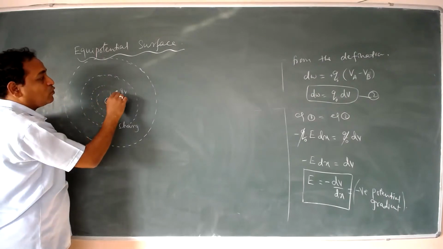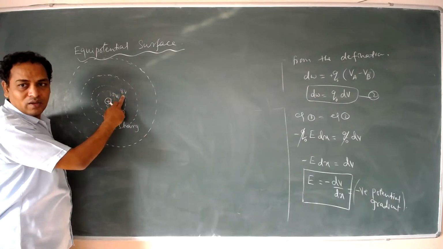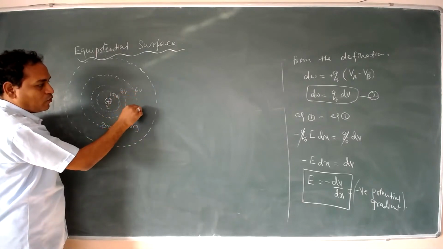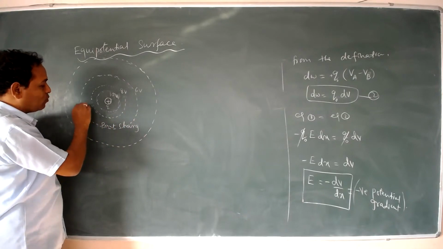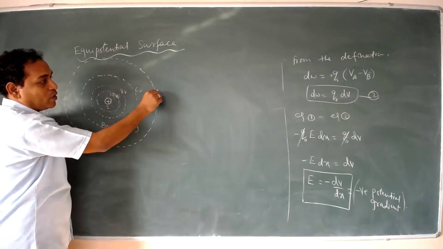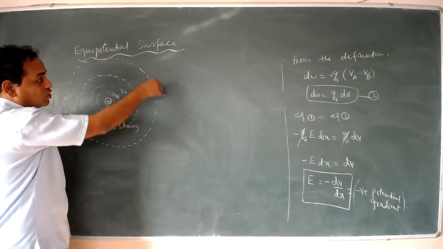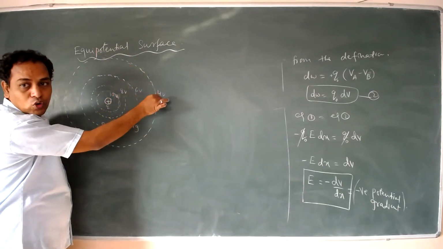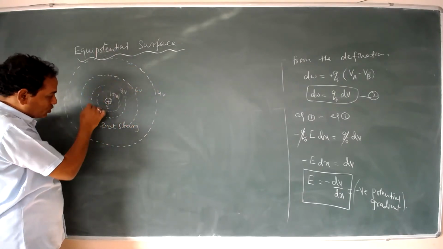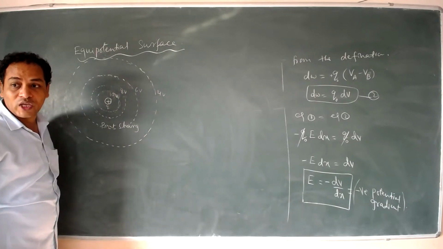Got it? Similarly, if you go somewhere here, it may be 6, 7, whatever it may be, but it will be less than 8. Suppose 6 volt, for example. Then every point on this surface will be 6 volt only. If you go further, somewhere here it will be 4 volt, suppose. So every point on the surface will be 4 volt only. So this surface is called the equipotential surface of 4 volt. This is the equipotential surface of 6 volt, this is of 8, and this is the equipotential surface of 10 volt. So these surfaces are called equipotential surfaces.